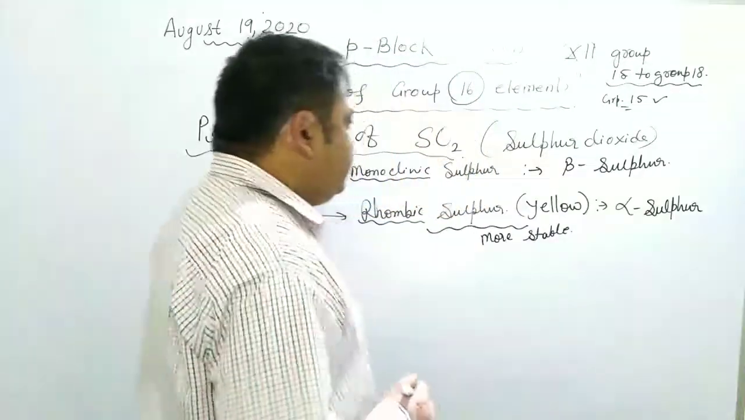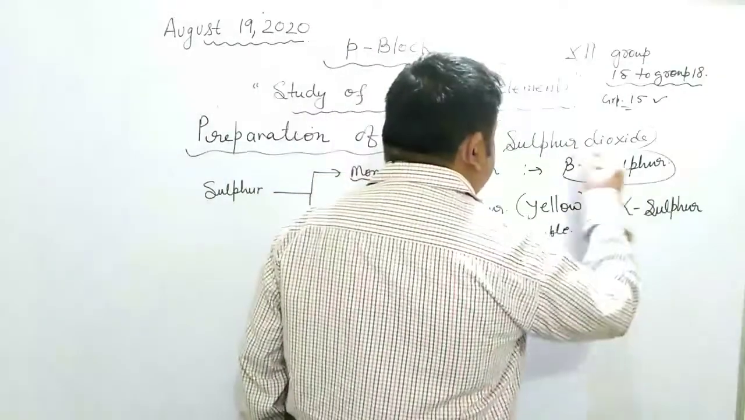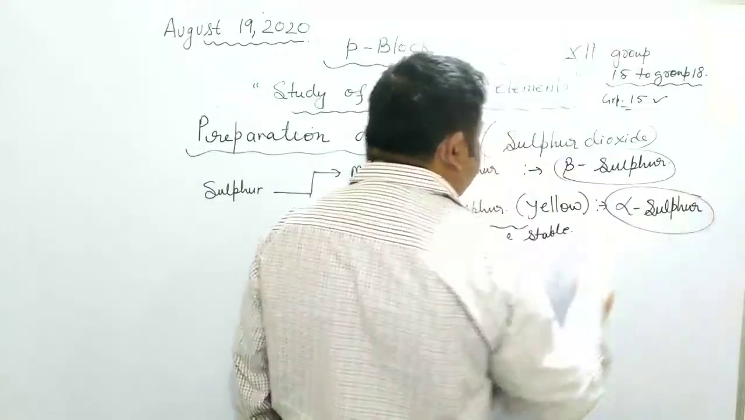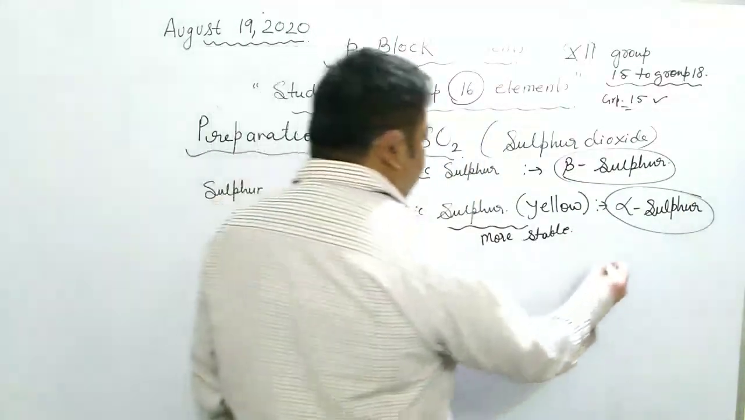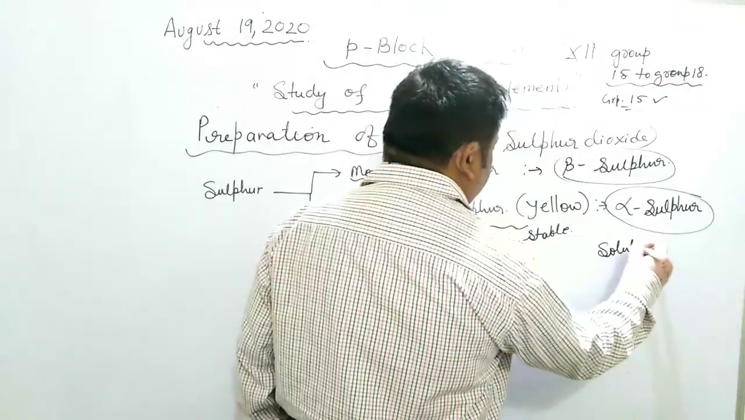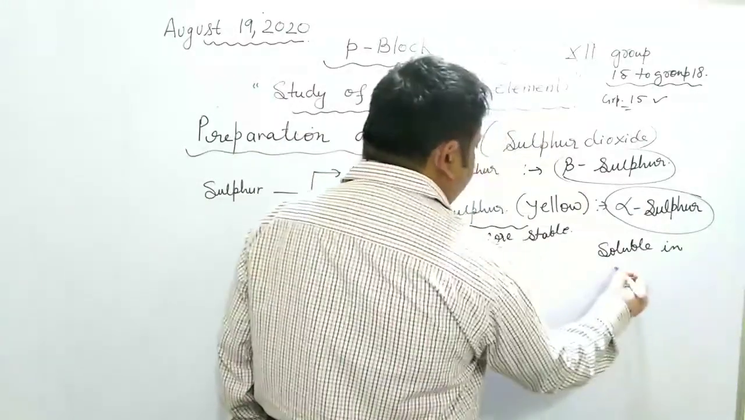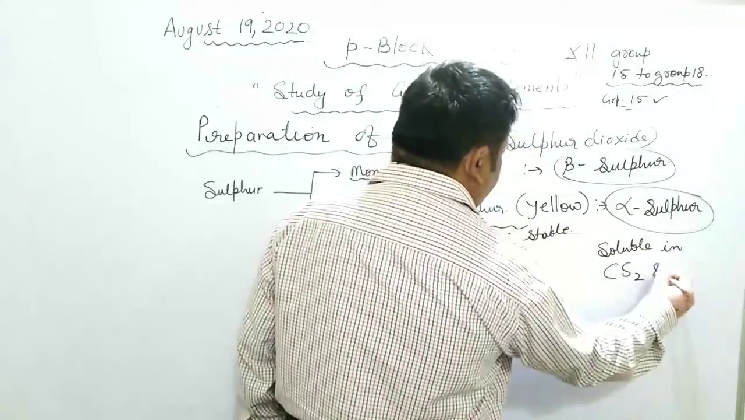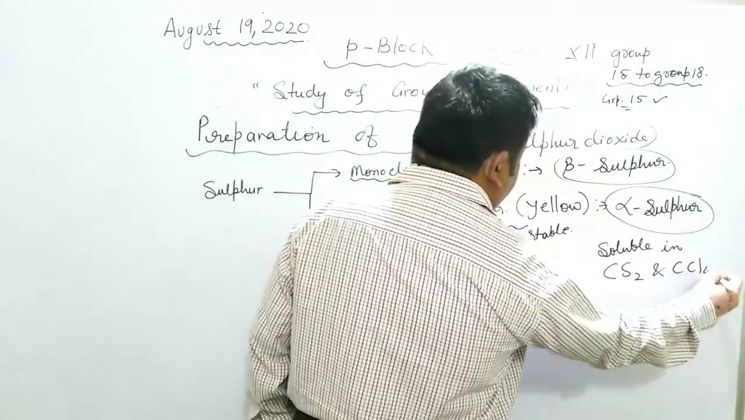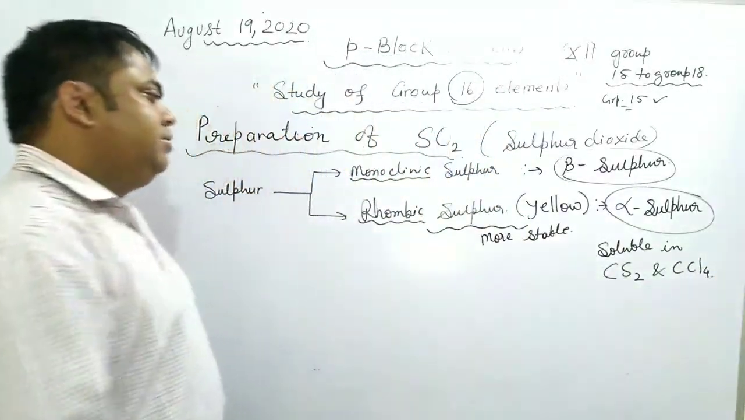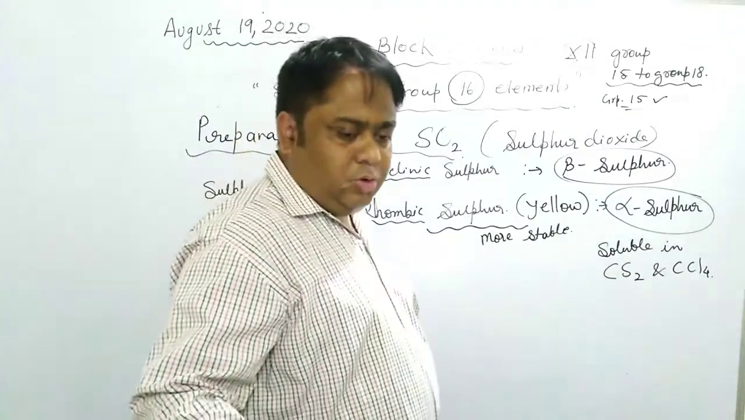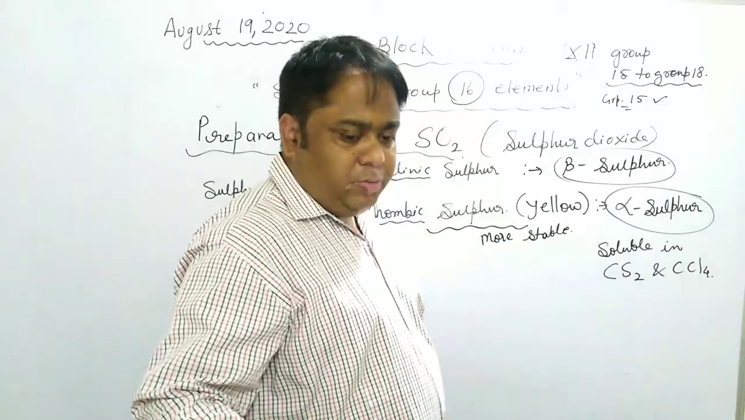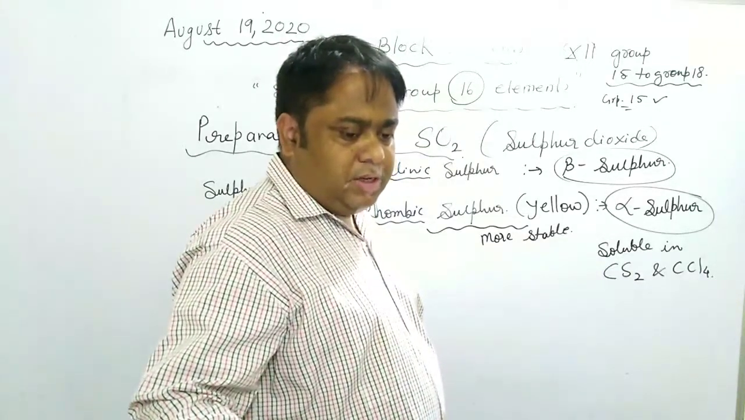Their solubility, since they are non-metallic, they form covalent solids, so they are soluble in covalent solvents like carbon disulfide and CCl4. So why is it required to know about sulfur? Because from sulfur we are going to prepare sulfur dioxide.